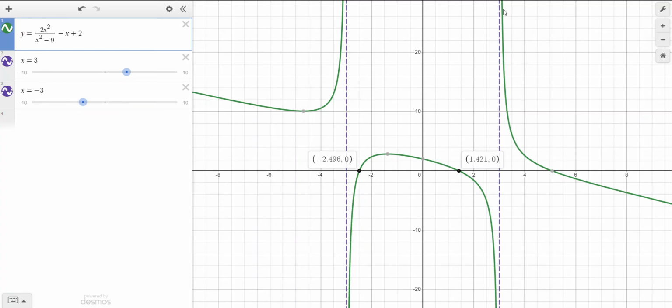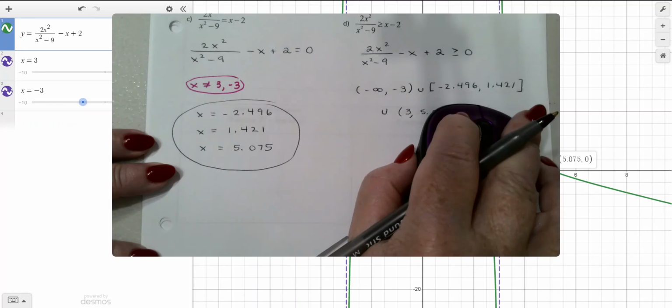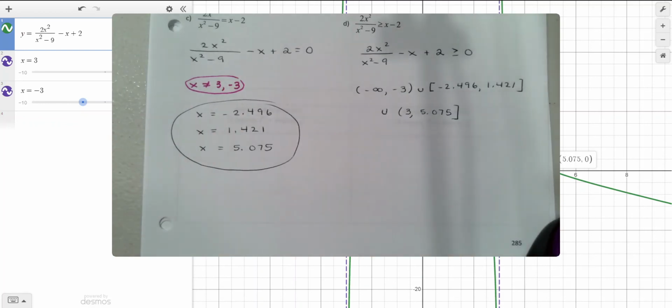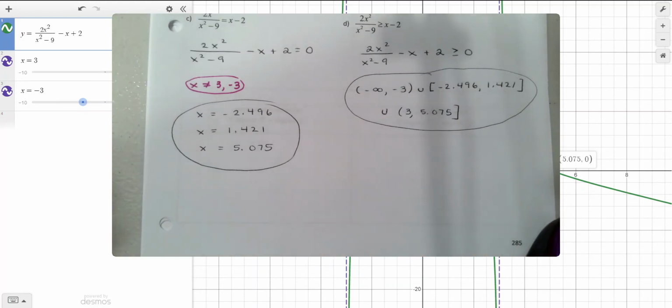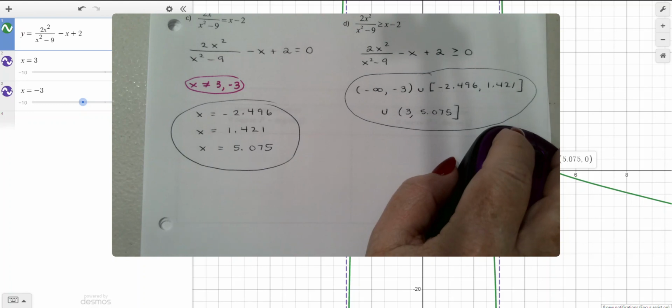Then, to the right side of the asymptote, once again we're above 0 until we get there. So starting at the asymptote, x equals 3 with a parenthesis, until I get to 5.075 with a bracket. And there's what my solution looks like. All right, so that gives us our technology methods for solving rational equations and inequalities, and brings us to the end of section 6.3.